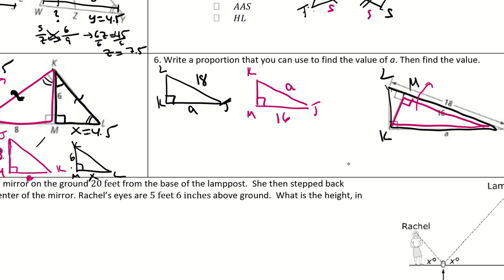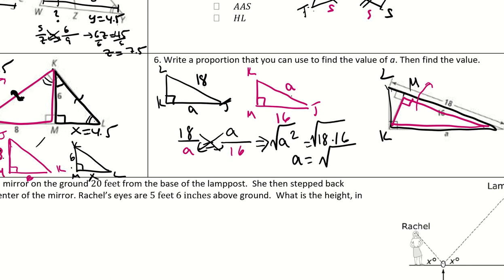And so now we can say that 18 is proportional to A, as A is proportional to 16. Then we can cross multiply and all that good stuff. So we got A times A is A squared, and then 18 times 16. Actually, what we're going to do is just take the square root. So let's take the square root of both sides. So we get A is equal to the square root of 18 times 16.